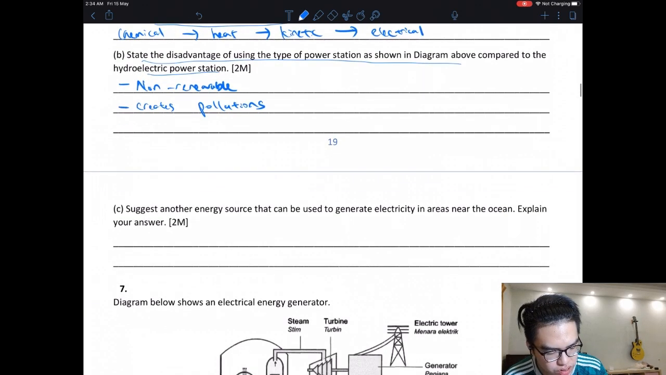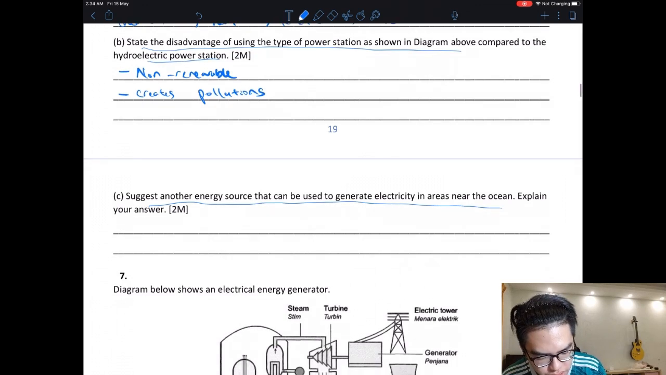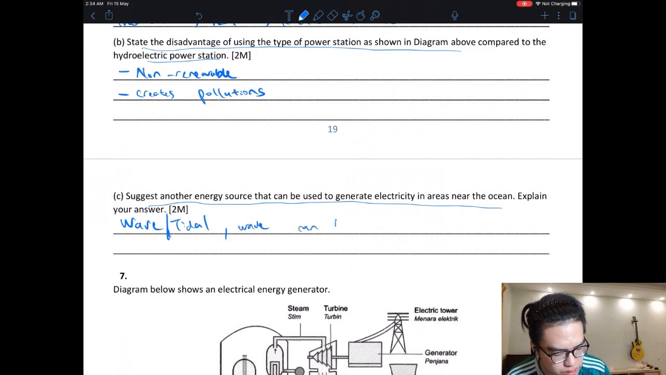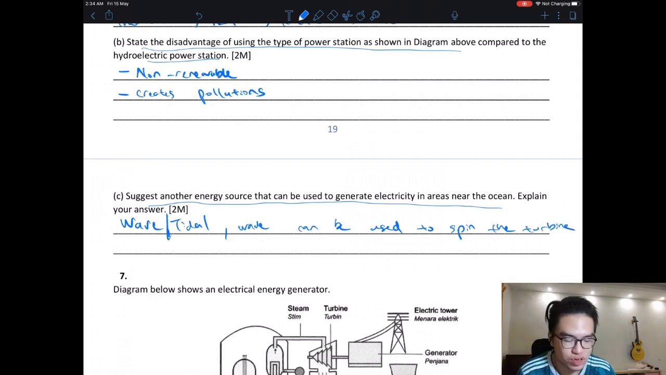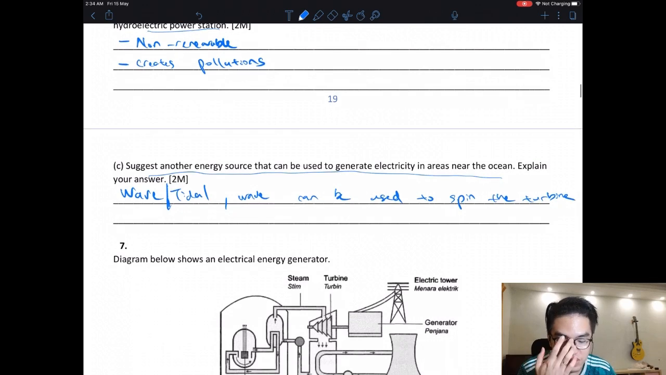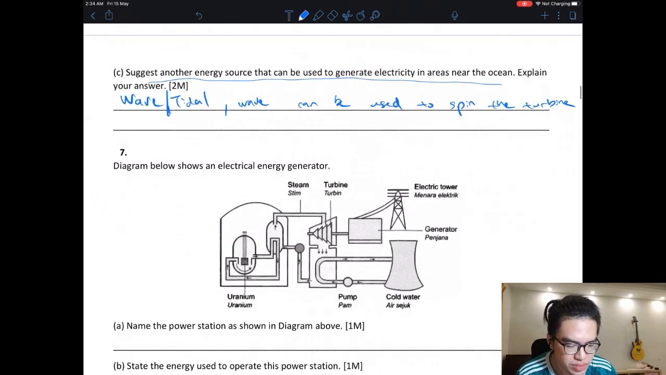Suggest another energy source that can be used to generate electricity in areas near the ocean. You can use wave, or tidal, same thing. Explain your answer. The wave can be used to spin the turbine. If your country has a lot of waves, of course you're going to use this. It's free. You just build a generator and let the thing rotate.